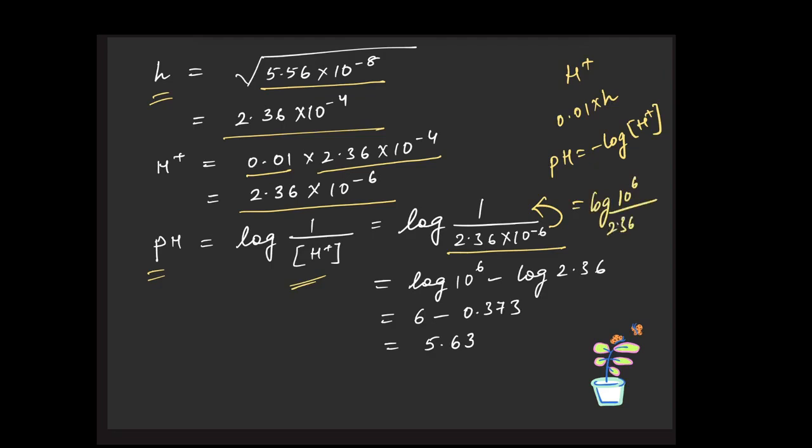2.36, right? So this will be equal to log 10 to the power 6 minus log 2.36. Log 10 to the power 6 is 6 minus log 2.36 is 0.373. Solving, pH is equal to 5.63. So this is the pH value.